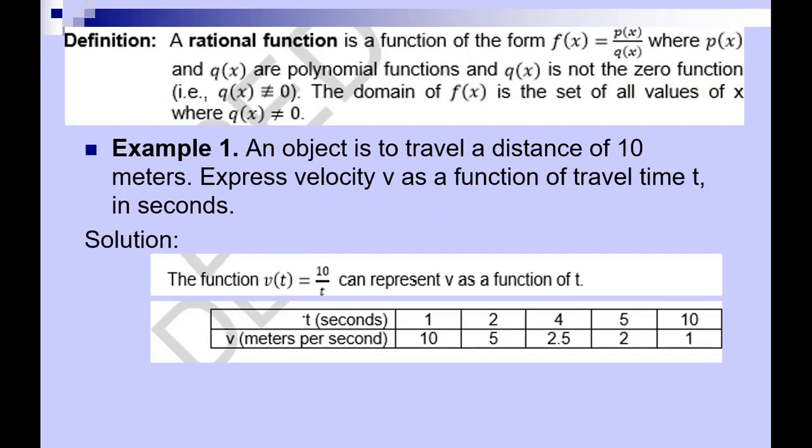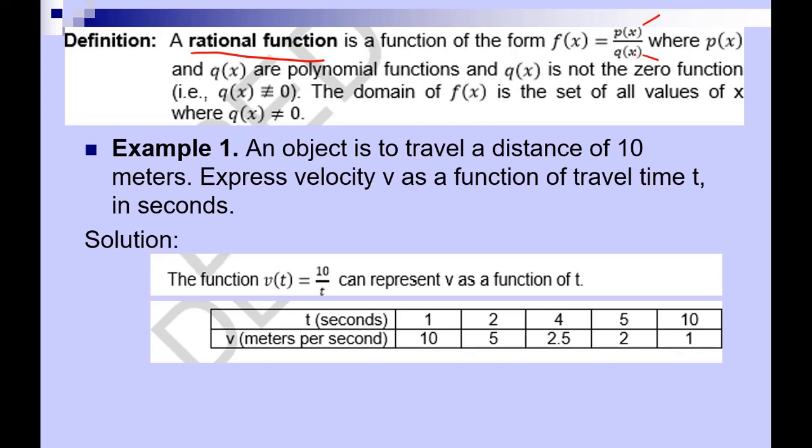Okay, now we are going to tackle rational functions. What do you mean by rational functions? A rational function is a function of the form f of x is equal to p of x over q of x. When you say rational function, it is dealing with a fraction, okay? We will have our numerator, which is a function, and we will have our denominator, which is also a function.